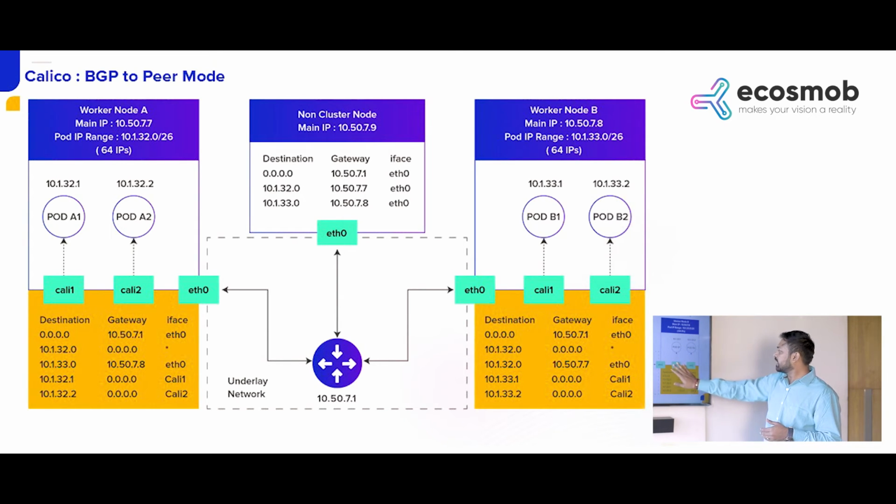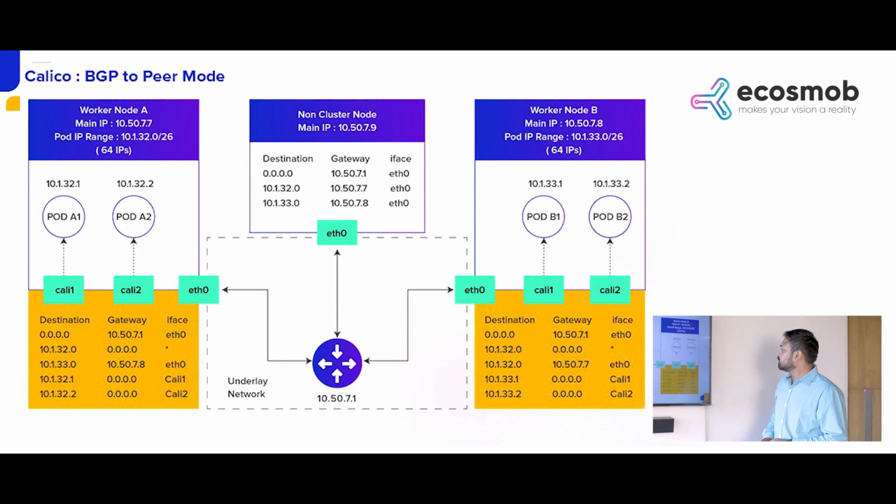Here you can see that Cali1 is pointing to pod B1 and Cali2 is pointing to pod B2. And over there you can see that Cali1, the same name, is pointing to a different pod, which is pod A1, but it's a different worker node and a different IP range, so it's not a problem. Same thing for Cali2. And you can also see the IPs which are assigned to a particular pod.